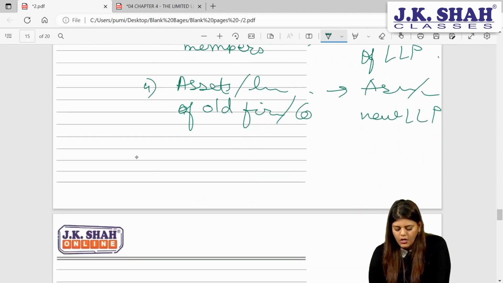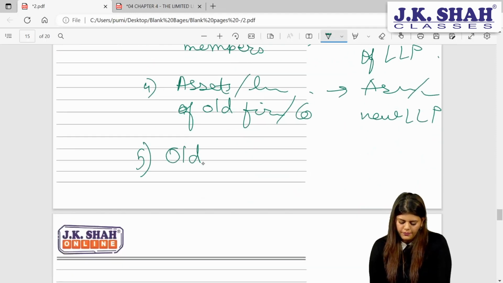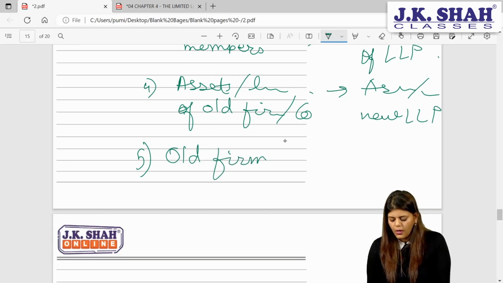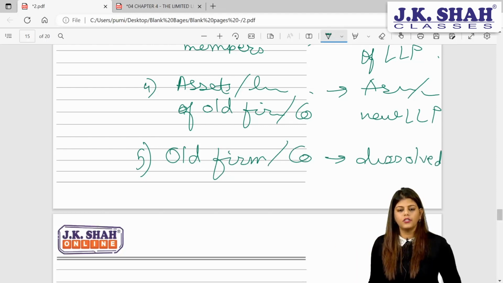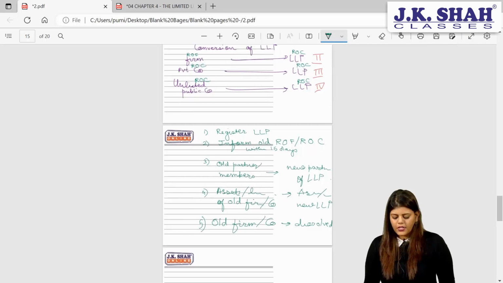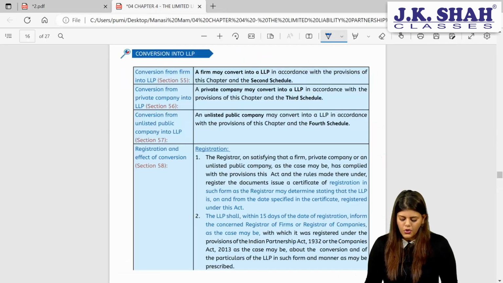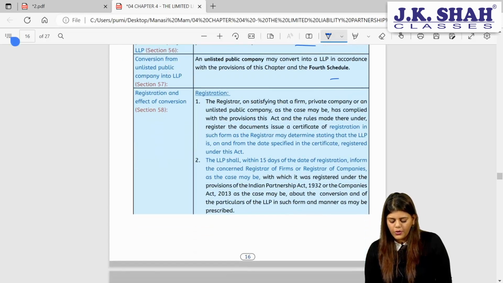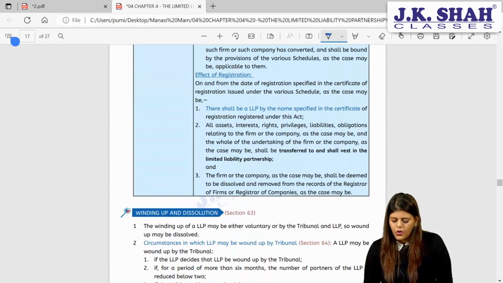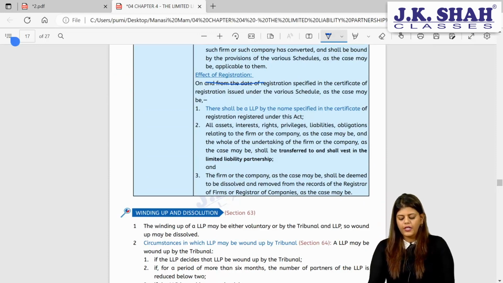And lastly, the old firm or the company is deemed to be dissolved. It's gone. They cannot coexist because you have converted it. So these are the 5 points given about conversion. You can convert as per the second, third, fourth schedule. How will you do it? What is the effect? We discussed all of this. Okay, so this part is fairly manageable.